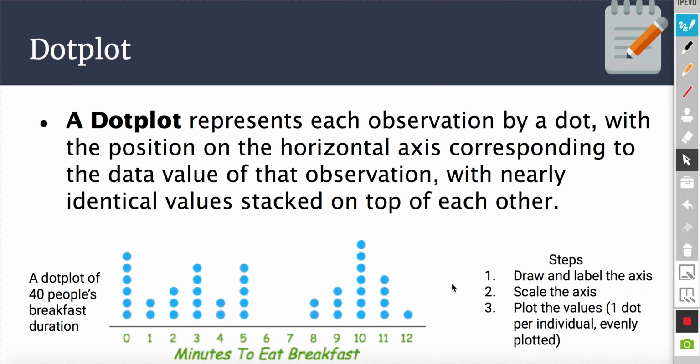So the steps here for these dot plots is we draw and label the axis, so we want to know what exactly we're measuring. We want to scale the axis depending on what is appropriate. In this case, we're just counting by single minute increments. And we want to plot the values. Make sure there's 1 dot per individual typically, and that they're evenly plotted. We don't want the lines to wiggle. We don't want the dots to vary in size. We want everything to be to scale and even. All right. So here's an example of a dot plot. Kind of a basic comparison of information, almost like a visual tally system.